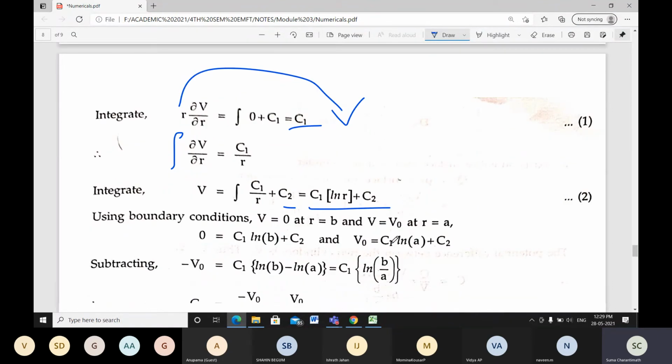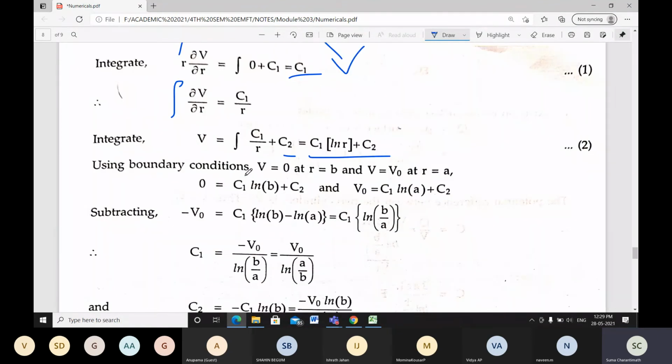Next, we have to put the boundary conditions at V equals 0 and at V equals V naught. Just substitute here, then you will get 0 equals c1 ln b plus c2, and V naught equals c1 ln a plus c2.